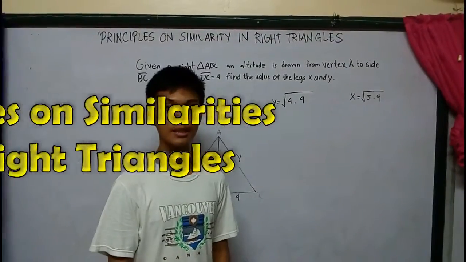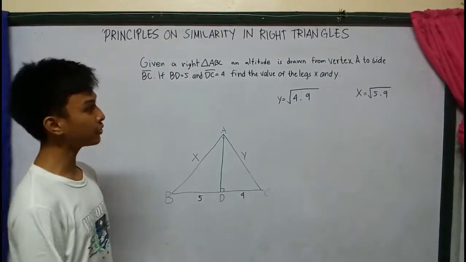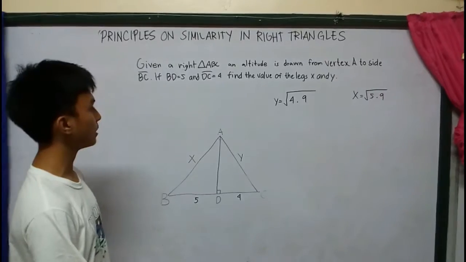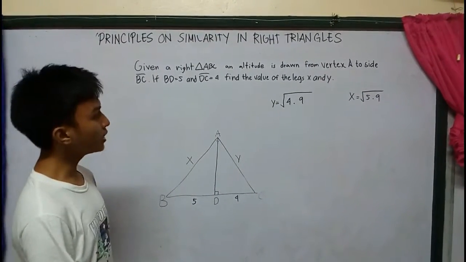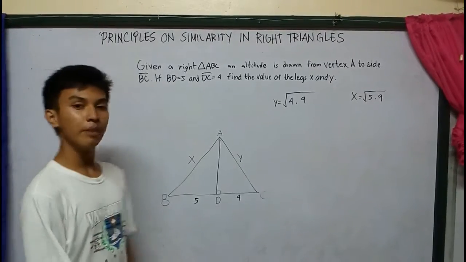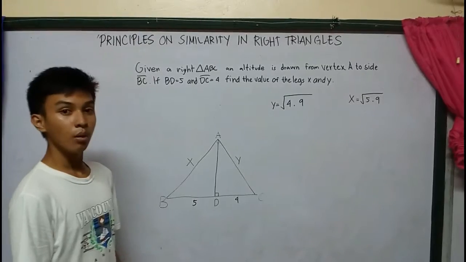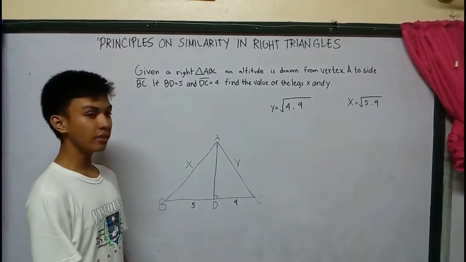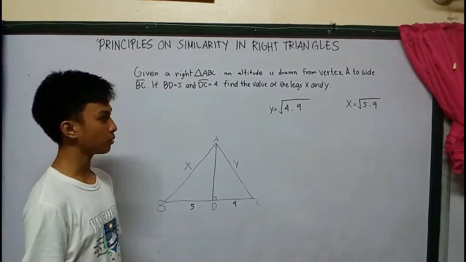Proceed to some exercises applying Principle 8. Given a right triangle ABC, an altitude is drawn from vertex A to side BC. If BD is equal to 5 and DC is equal to 4, find the value of the legs x and y. Based on corollary 2, in order to find the legs, which are x and y, we need the value of the adjacent side to the legs and the value of the whole hypotenuse.